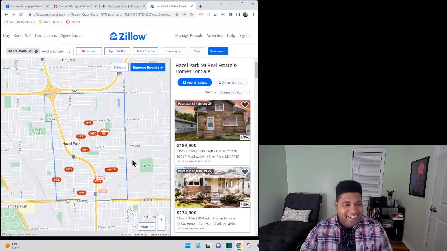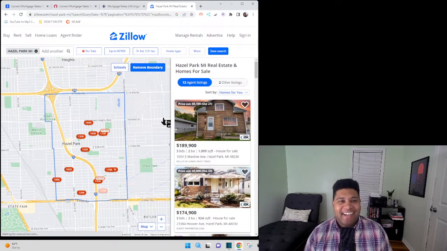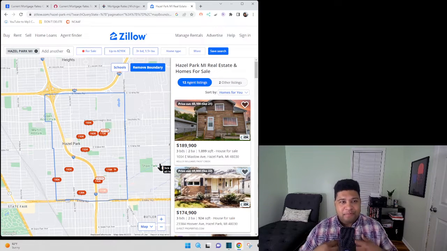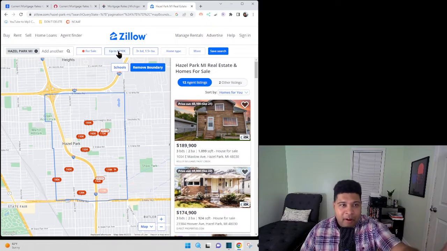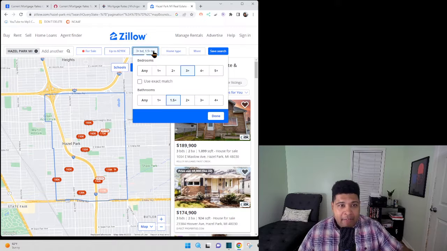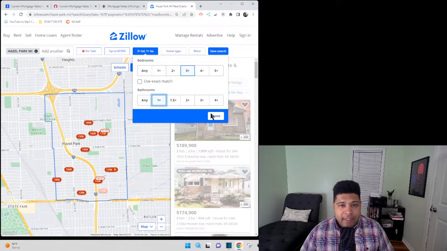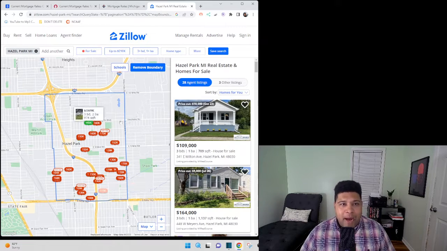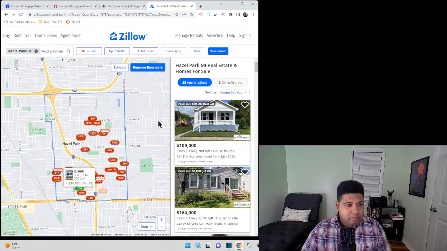Oh man, look at that. Now, if you have a price point and you see very few homes, you may need to go up on the max amount, or not be so picky. Just do 1 bath. If I do 1 bath here, a few more pop up. So there we have it.